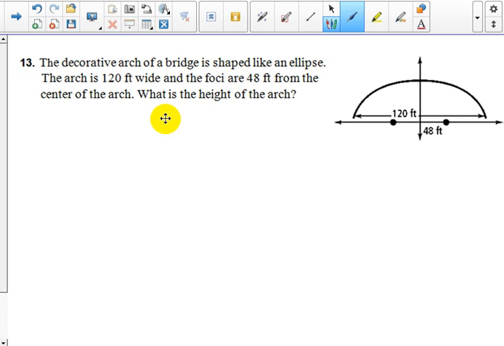Okay, so number 13, I'm going to save that for you to work at the end. It says the decorative arch of a bridge is shaped like an ellipse. The arch is 120 feet wide, so that means from there to there, it's going to be 60, right? And it says the foci are 48 feet from the center. So that's going to be at 48 and negative 48. So what is the height of the arch? What are we missing? Just from looking at it, it looks like we have a horizontal ellipse, but can we prove it? I'm going to leave this for you to work out, and for right now, let's skip that and move on to the next problem, and we'll finish this assignment.